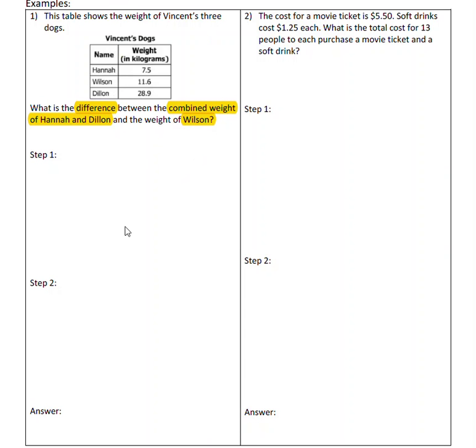So thinking about this, I want difference. So eventually it's going to be subtraction. But it says the combined weight right here. Combined weight, if I think about that of Hannah and Dylan, if I combine them, this is telling me that I need to add first. So let's make a little roadmap. So I'm going to do Hannah plus Dylan.